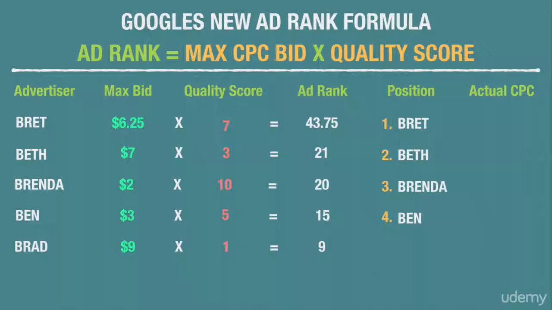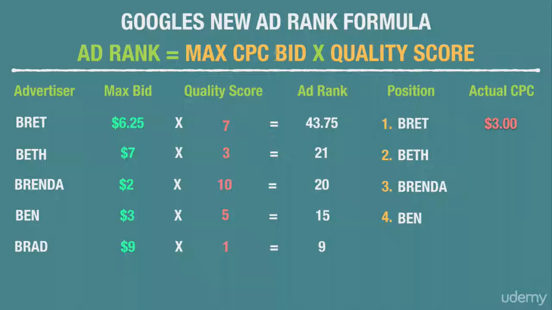So let's figure out what our guys and girls here would actually have to pay Google for an ad click. To figure out Brett's actual CPC, we take 21, which is the ad rank of the advertiser directly below him, and we divide it by 7. So Brett's actual CPC is $3.